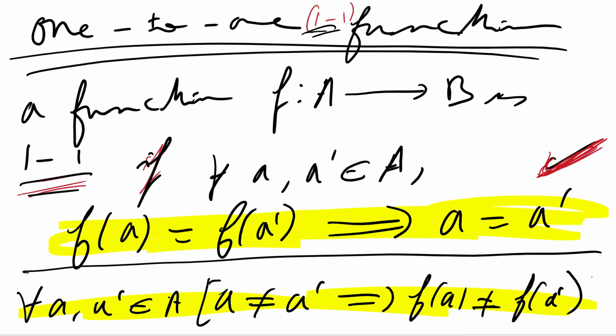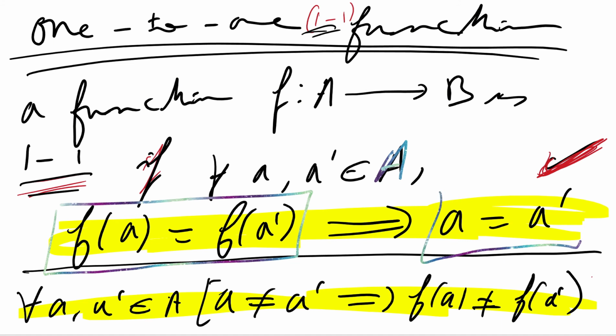So we say the function is one-to-one if for all A, A prime in the domain. So this is the domain. We have f of A equal to f of A prime implies A equal to A prime. So to prove that a function is one-to-one, we assume this part to be true. Then we need to show that this is true. So we start off by saying that f of A equal to f of A prime. Then we try to show that A equal to A prime.